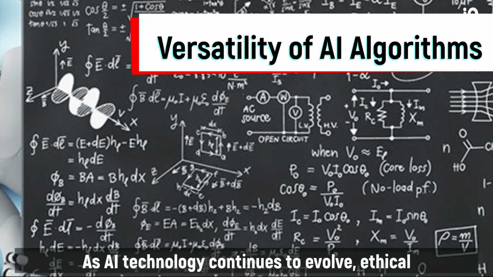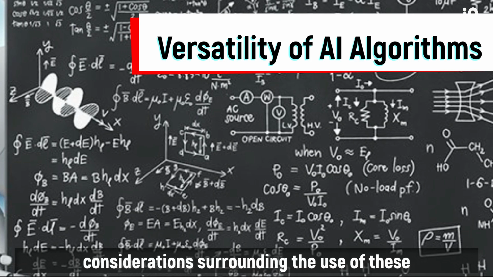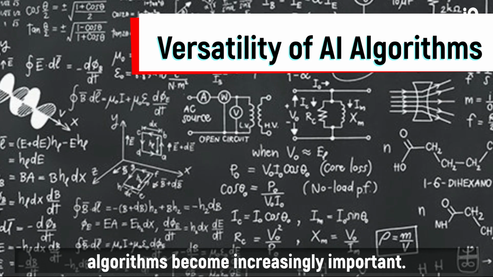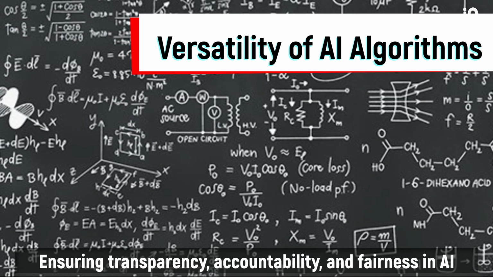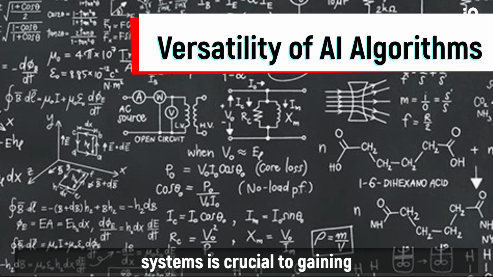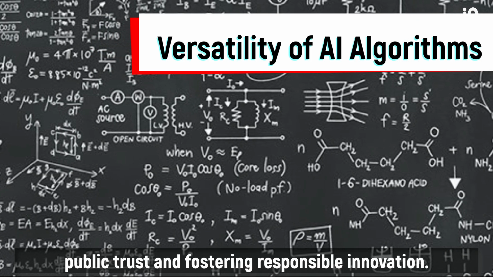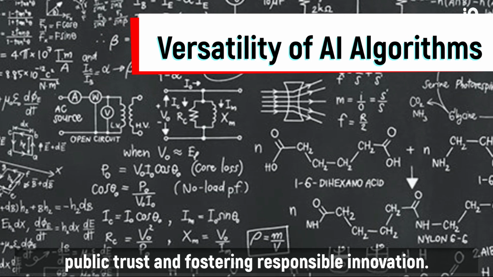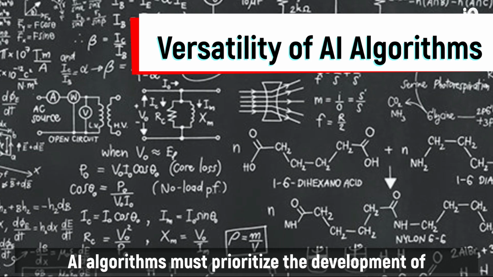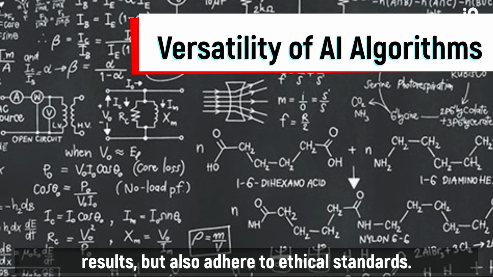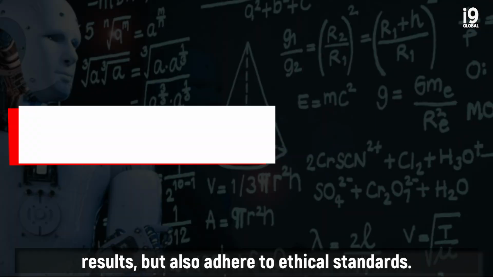As AI technology continues to evolve, ethical considerations surrounding the use of these algorithms become increasingly important. Ensuring transparency, accountability, and fairness in AI systems is crucial to gaining public trust and fostering responsible innovation. Organizations must prioritize the development of algorithms that not only deliver accurate results, but also adhere to ethical standards.